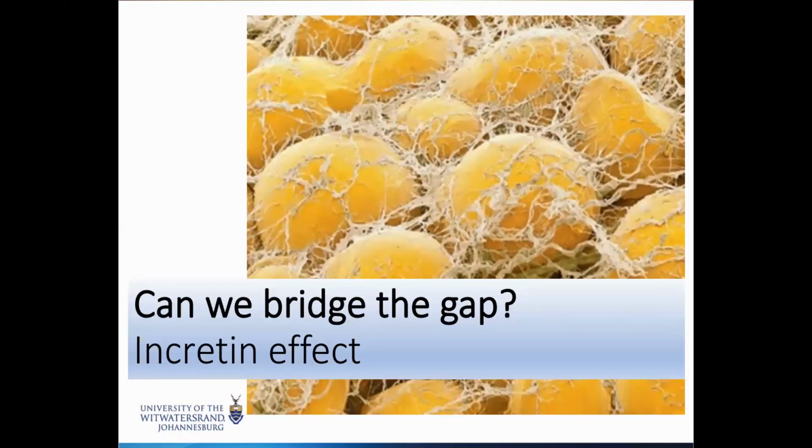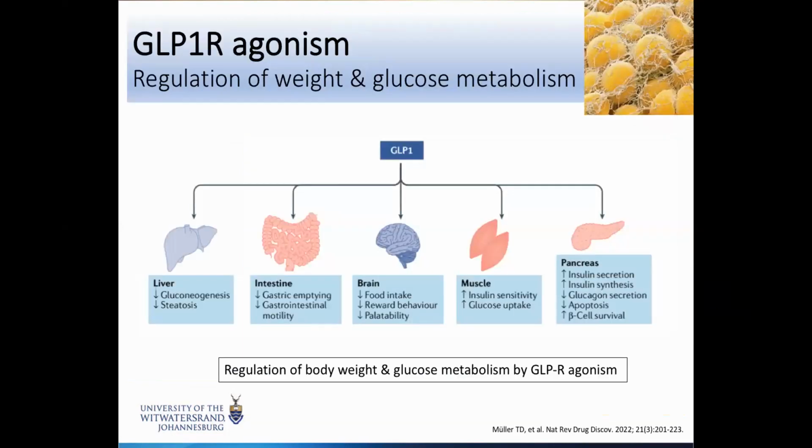And I will then introduce the incretin effect. So this is GLP-1 receptor agonists, and I'm sure most of you are familiar with this from the diabetic field. The GLP-1 receptor agonists have revolutionized the management of diabetes and are currently leading the way in obesity management. So as a background, GLP-1 is a naturally occurring incretin released from the gut in response to a meal.